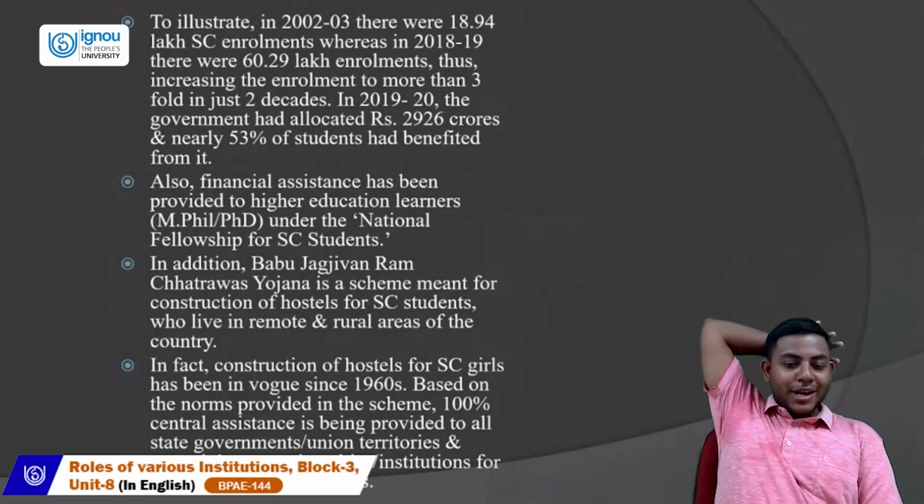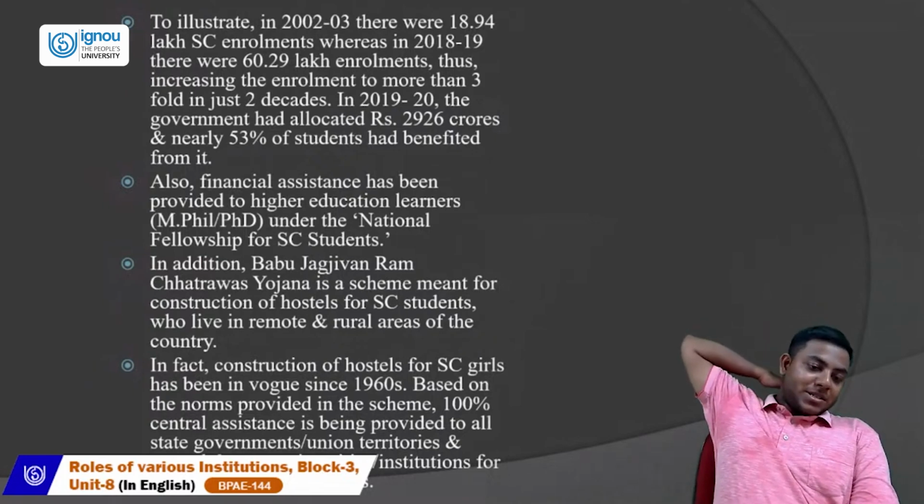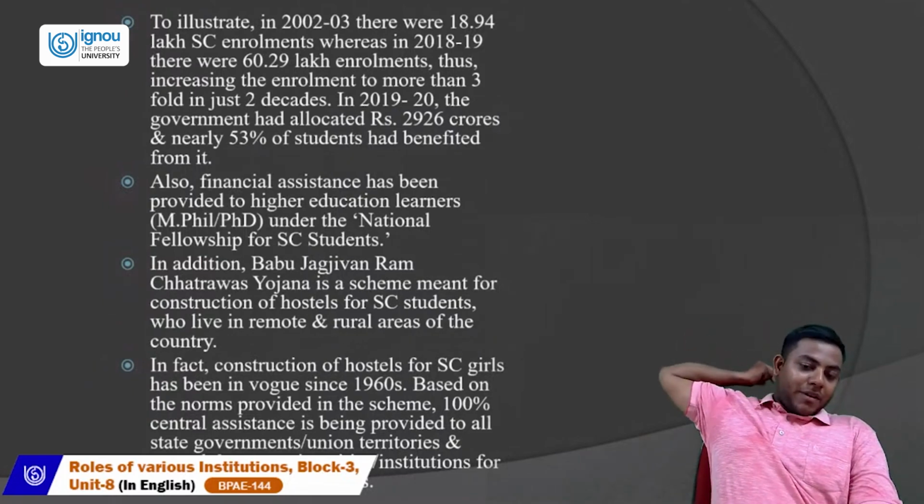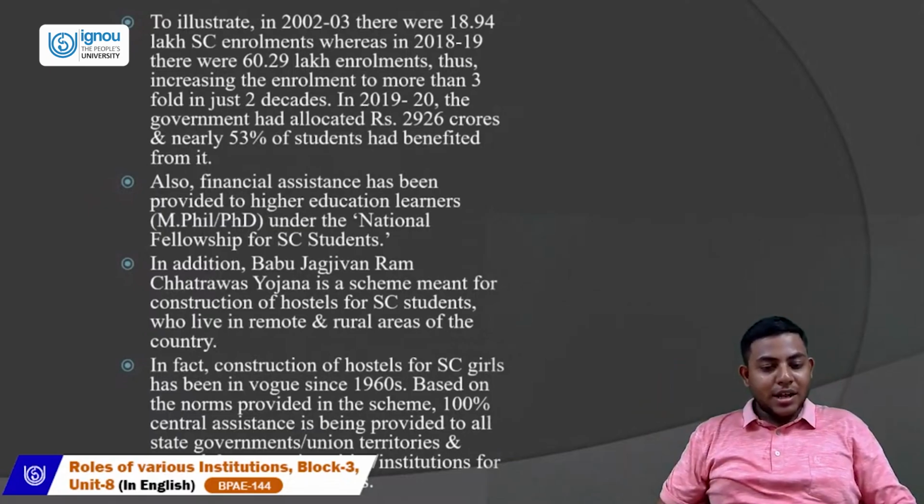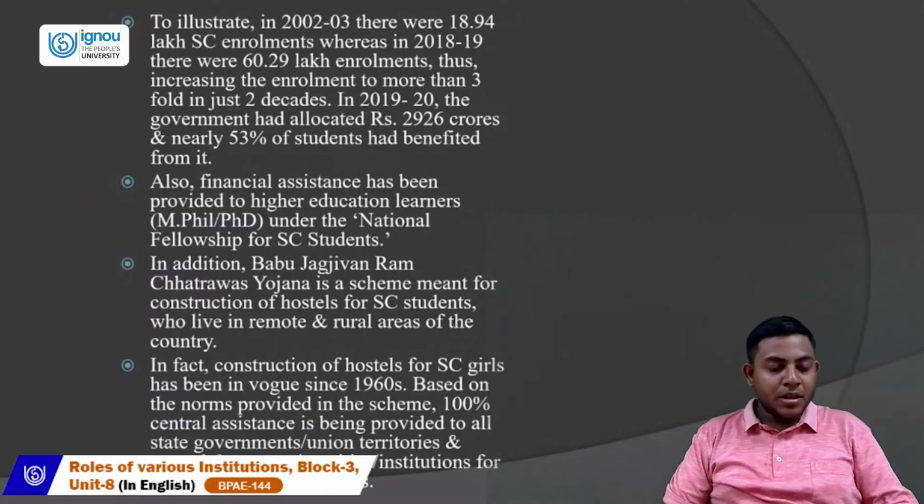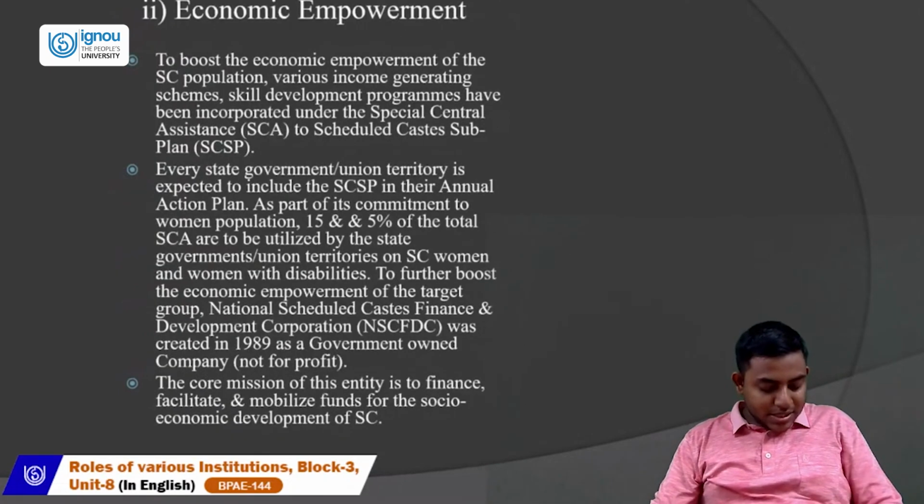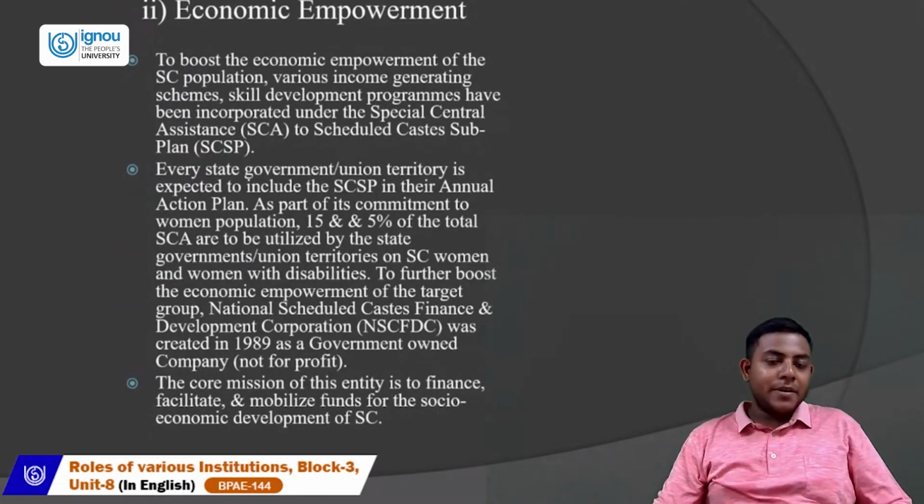Based on the norms provided in the scheme, 100% central assistance is being provided to all state governments, union territories, and central and state universities, as well as institutions for the construction of hostels. Now let us discuss economic empowerment.